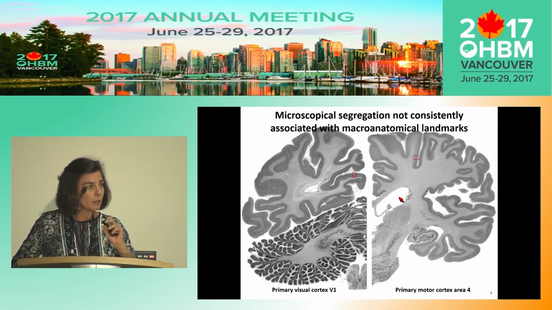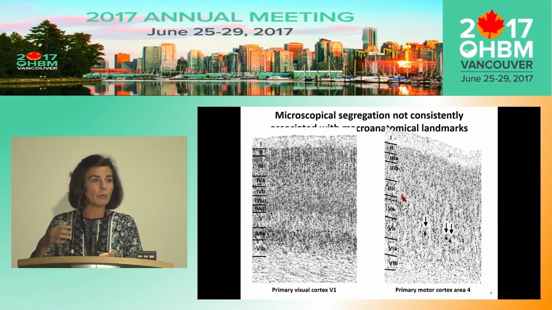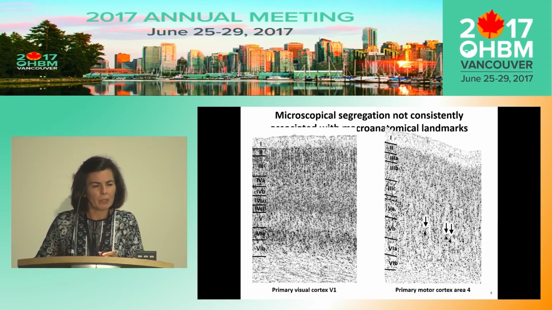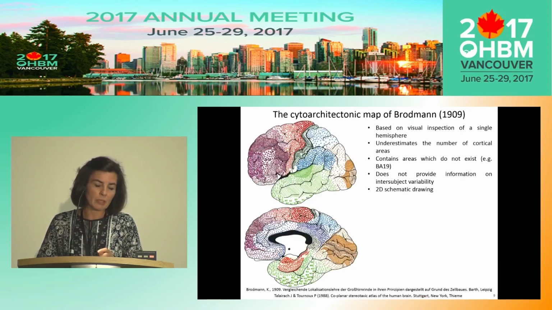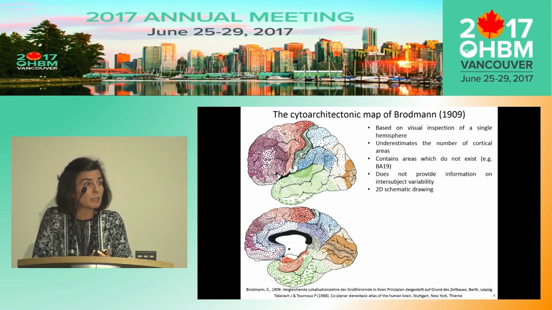So summarizing up to now, we have a microanatomical segregation within the brain. We've got areas with very, very different laminar distribution patterns of their neuronal cell bodies, and we don't always have reliable macroanatomical landmarks to highlight the position of borders between these areas. So what we need is a map of microscopical landmarks, and you can say, well, such a map already exists.